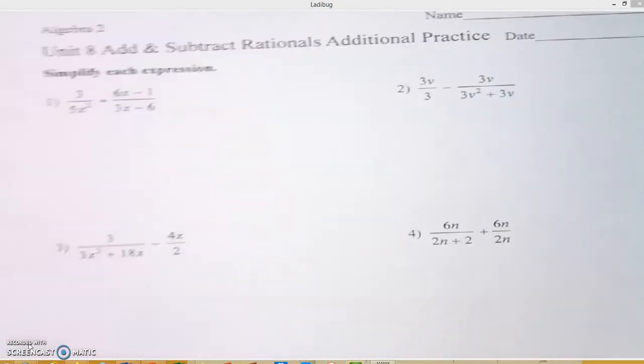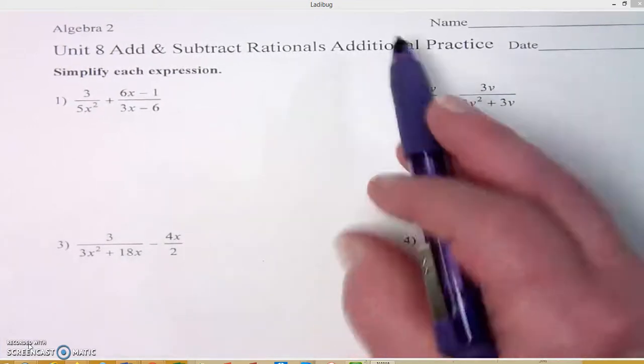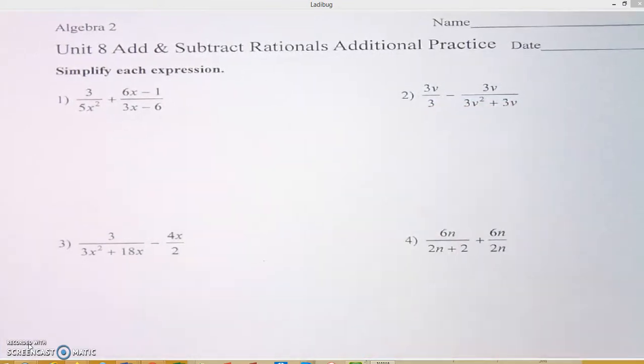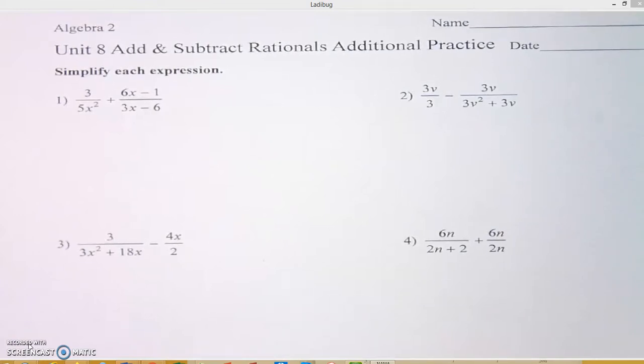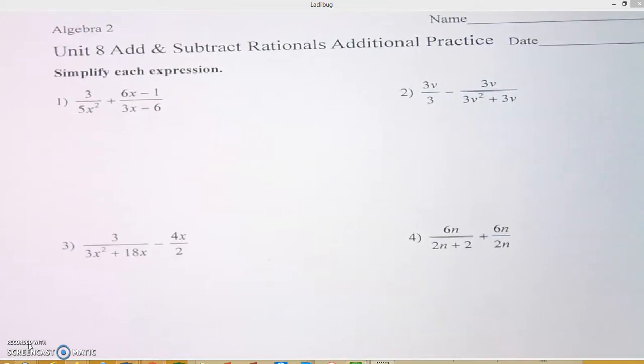And then there's this other paper that says Add and Subtract Rationals Additional Practice. Make sure you get this and work at least half of these, if not all of them, because you're going to need to know how to do these to be able to pass your quiz and your test. Good luck, and ask your teacher or a fellow student if you need help.